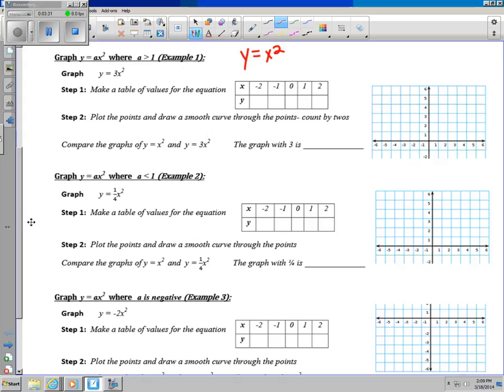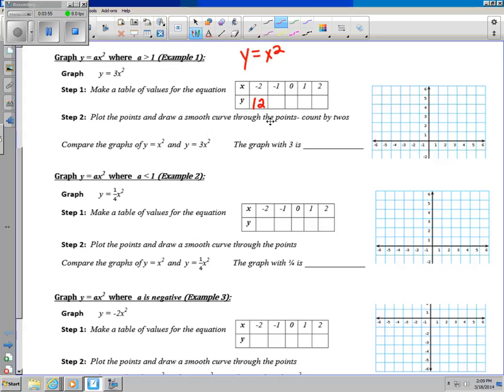And the way we're going to graph this is just by making a table of values. We've done this before for lines. Now we're going to do it for parabolas, or for quadratic equations. So we're going to make a table of values. So when x is negative 2, negative 2 squared, remember, negative 2 times negative 2 is positive 4. So 3 times 4 is positive 12.